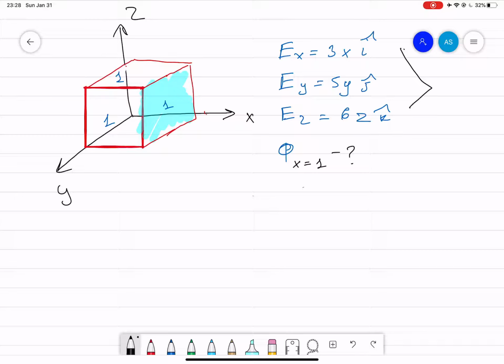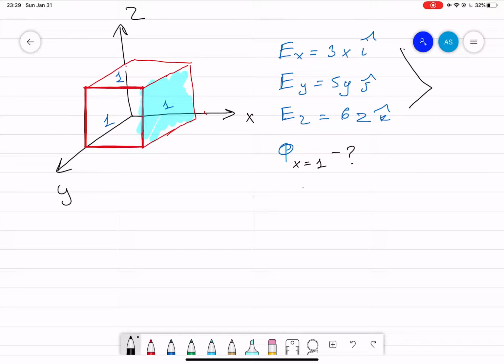Now in this problem we have a cube. The size of the cube is given, let's say it is 1 by 1, in the coordinate system of the cube. The electric field has components given as Ex equal to 3x i vector, Ey equal to 5y j vector, and Ez equal to 6z k vector.